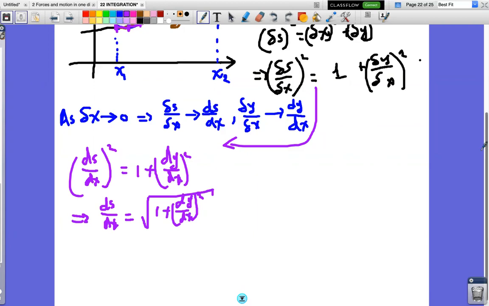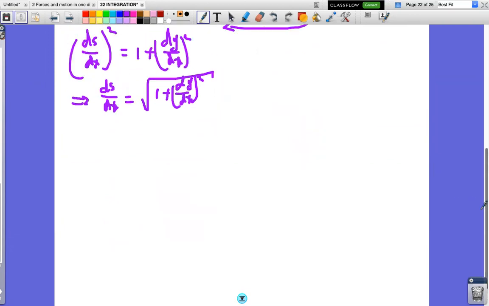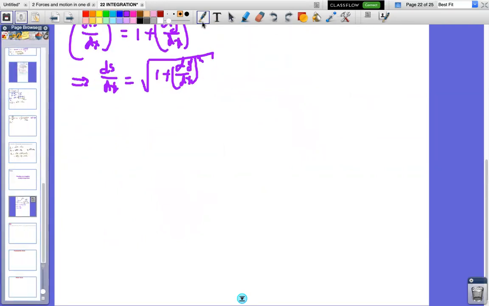So the derivative of the arc length is square root of 1 plus the derivative of the function squared. But that's not what we are looking for. We want to look for the whole arc length. That gives us ds equals square root of 1 plus dy over dx squared dx, right? I think you guys should know where we are heading to now.